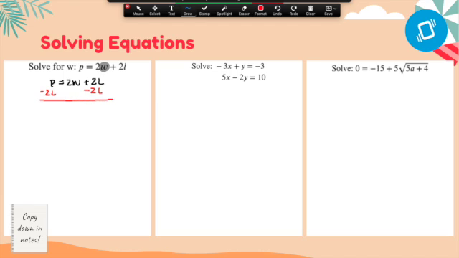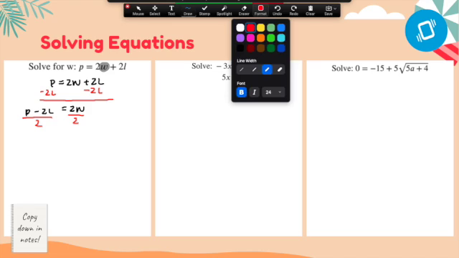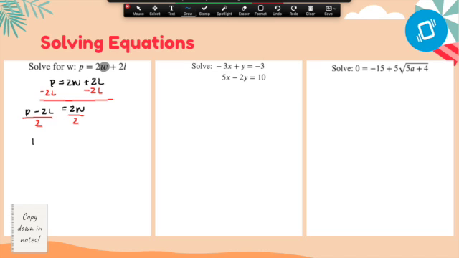The P minus 2l can't combine together, so I have to leave it as P minus 2l equaling 2w. And then, since 2 is multiplying with w, I need to divide by 2 on both sides to get rid of that 2. So when I do that, I'm left with P minus 2l over 2 equals w. That would be your final answer because w is completely isolated.